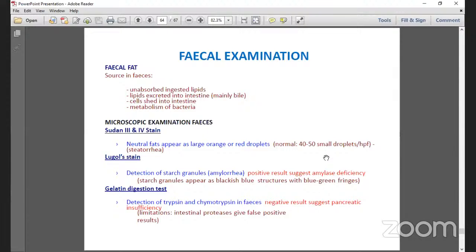Why is this Lugol stain used? Starch tends to turn a blackish purple color. And the same goes with the gelatin digestion test, so that we can detect trypsin and chymotrypsin in the feces. And I think the next slide, please.